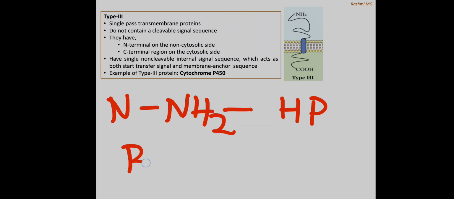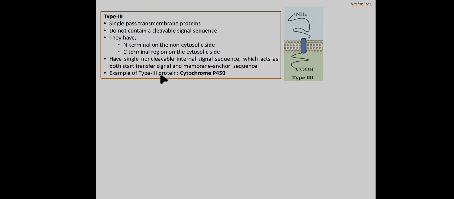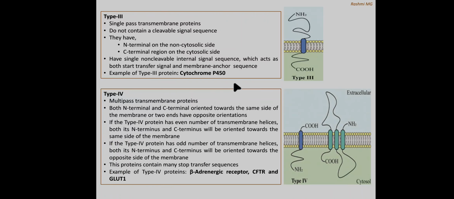What did I teach? The blue color is the exoplasmic face, and the green color is the cytosolic face. The N-terminal is on the exoplasmic side and the C-terminal is on the cytosolic side. They have a single non-cleavable internal signal sequence which acts as both the start transfer signal and the membrane anchor sequence. An example for this type is cytochrome P450.